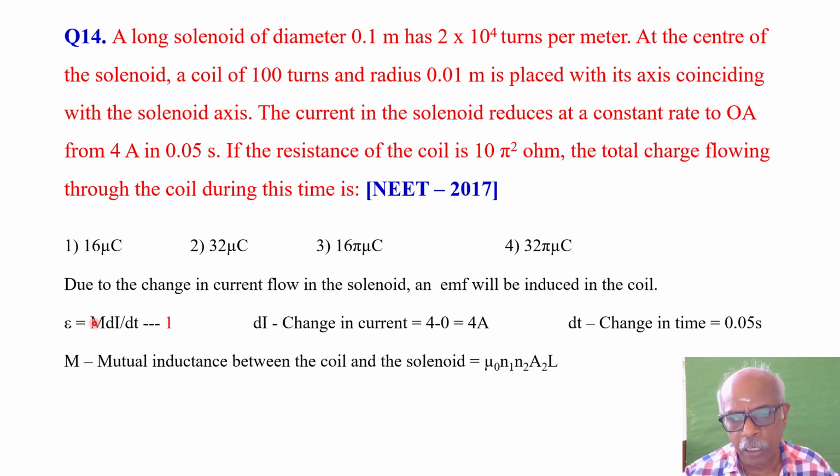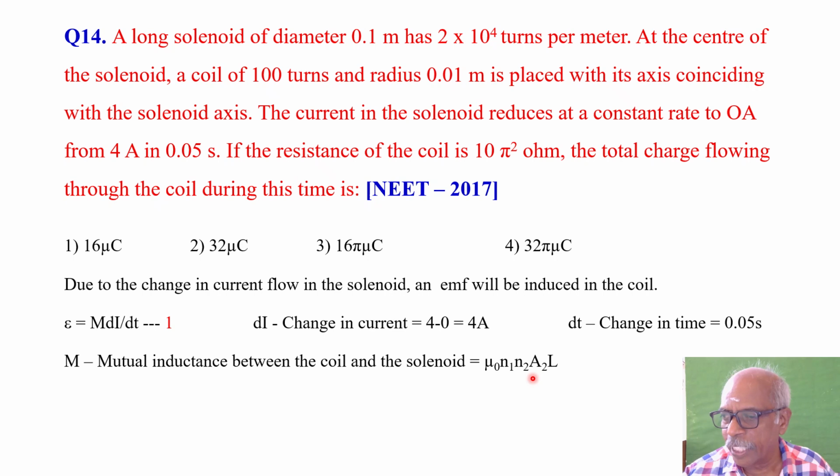The formula for M, mutual inductance, is mu naught into n1 into N2 into A2. What is mu naught? You know that it is 4 pi into 10 power minus 7 henry per meter. What is n1? Number of turns per meter in the solenoid. n2, number of turns per meter in the coil. And A2, area of cross section of the coil. Sir, what about the area of the solenoid, sir? Area of the solenoid has nothing to do with it.